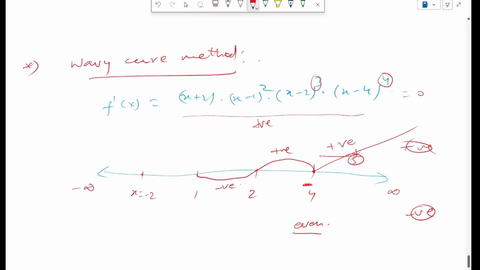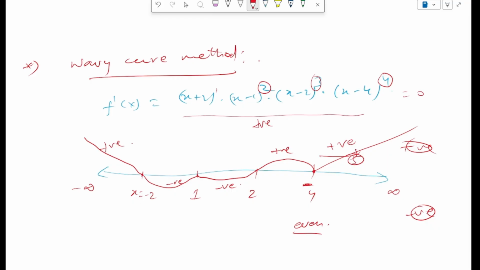So now it's negative. Now at x equal to 1, the power is even, so it won't change, it will still remain in the same region. It won't become positive. If it was on the negative side, it will remain on the negative side. At x equal to minus 2, x plus 2, the power is 1, which is odd, so the sign will change, it will become positive.